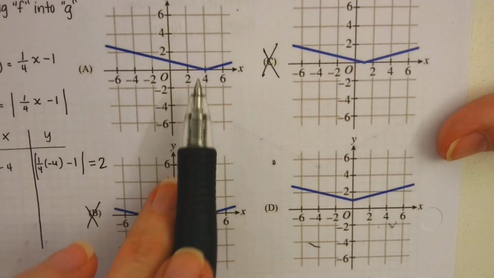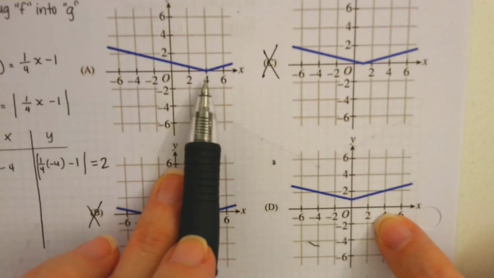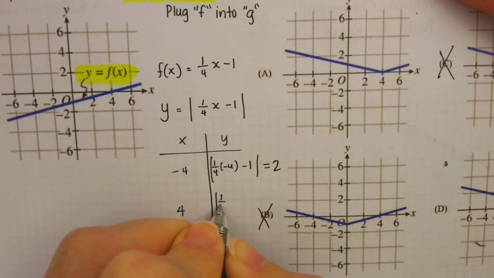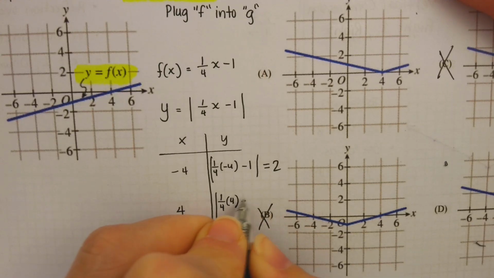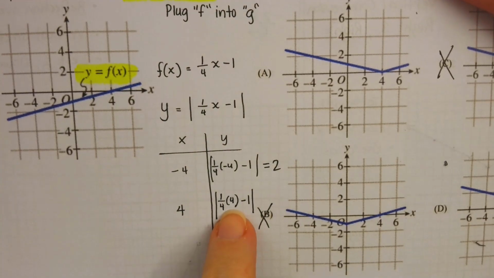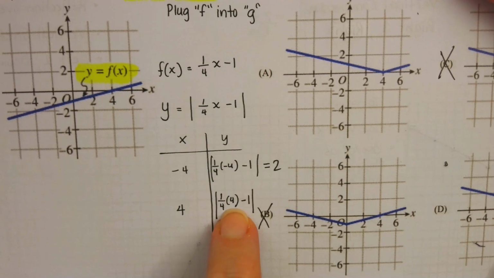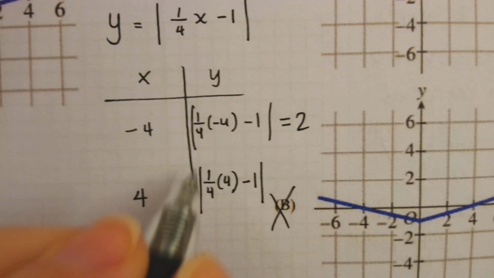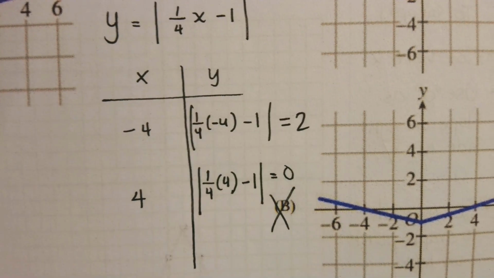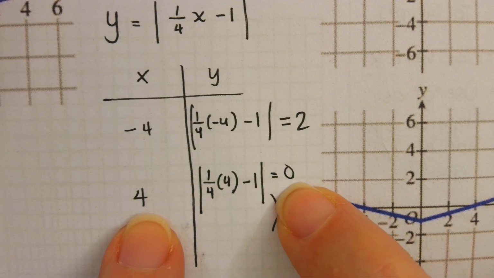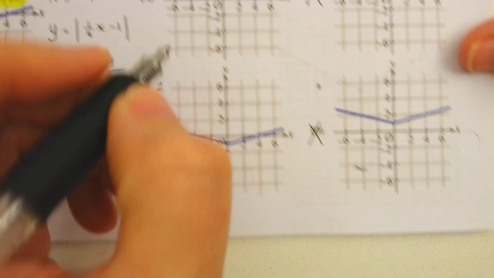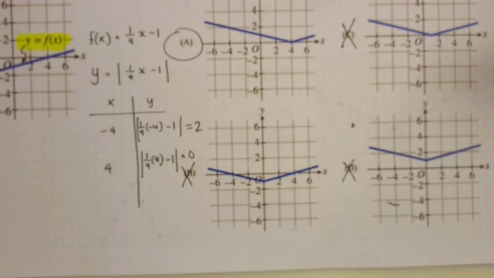And then I looked at the last two and I said, well, they have different points at 4, so I'm going to plug in 4 also. Absolute value of 1/4 times 4 minus 1. What's a fourth of 4? 1. And then if you subtract 1, you get 0. And then what's the absolute value of 0? 0. So we should have a point at 4, 0 also. That knocks out D and leaves us with answer A, 4, 0. Tricky, right?